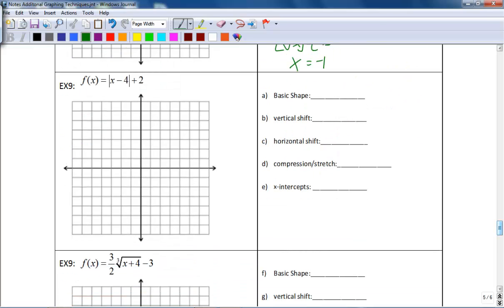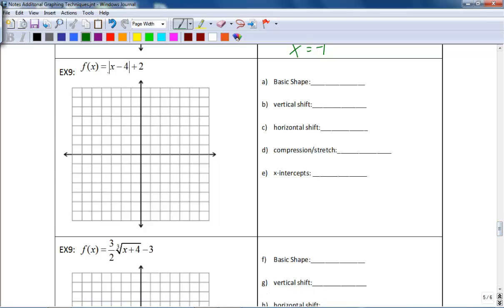Let's keep going. Example 9, same thing. Absolute value of x minus 4 plus 2. Basic shape, absolute value function, so that is my V. And the key points for the absolute value are both in the same y direction. So they're both either up and left and right, or both down and left and right, depending on whether or not we're reflected.